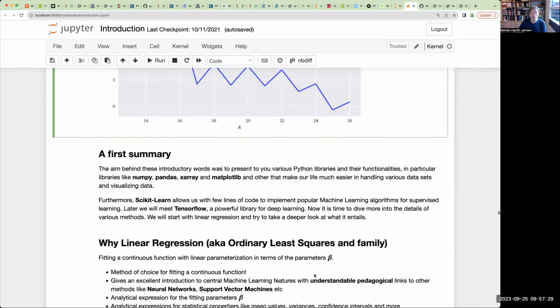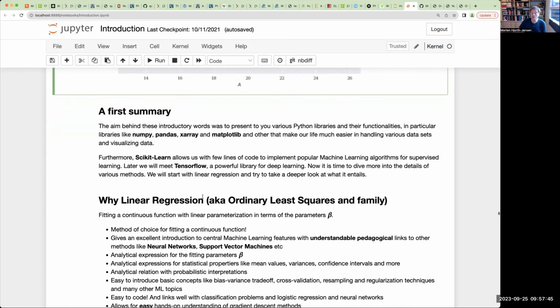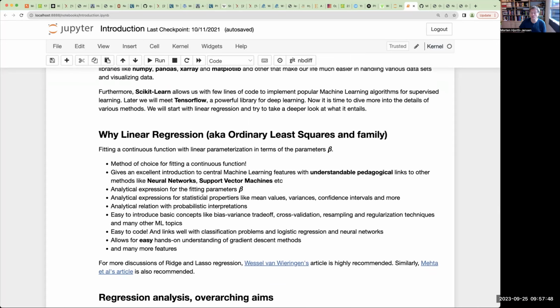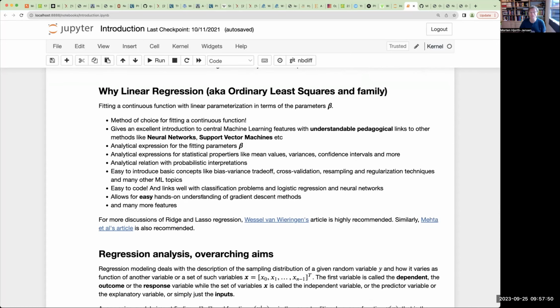And if you want a short summary of this, you see that these different Python libraries are extremely powerful. They make life easy. And using scikit-learn allows you, with just a few lines of code, to implement these popular machine learning algorithms. So if we now go back to linear regression, the thing which we are also going to look at next week is a discussion of the derivation of the equations for ordinary least squares.